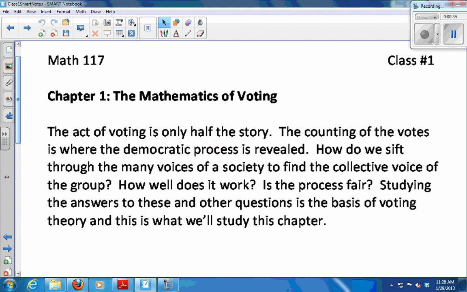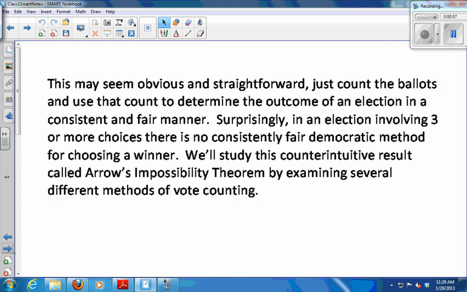So how do we sift through the many voices of a society to find a collective voice? How well do we do it? Is the process fair? Studying the answers to those questions is the basis of voting theory, which is a branch of mathematics, and it's what we're going to study this chapter. It may seem obvious and straightforward at first, because we have grown up so ingrained in the system where this is how we make decisions, we vote, right?